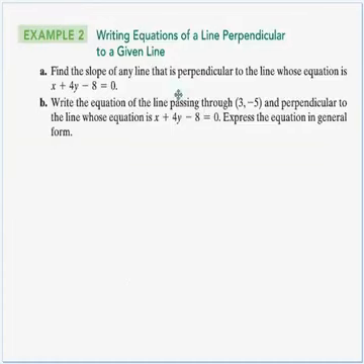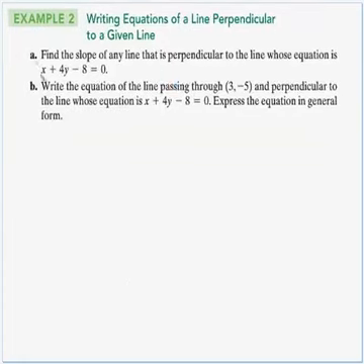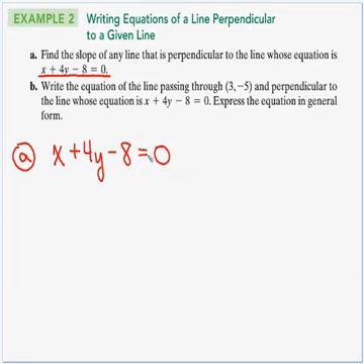Let's try it out here in example 2. Two-parter, A and B, twice the fun. Part A, find the slope of any line that's perpendicular to this given line. Well, to find a perpendicular slope, we first got to know this line's slope. So for part A, we're going to start with x plus 4y minus 8 equals 0. The easiest way to find slope is to put this into slope-intercept form. So I want to get the y by itself. I'm going to subtract x and add 8 to each side.